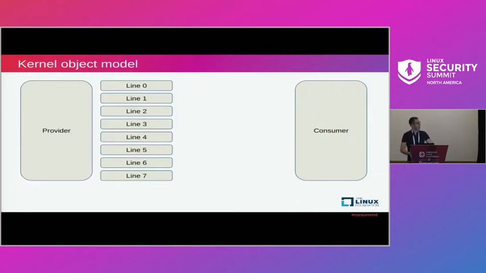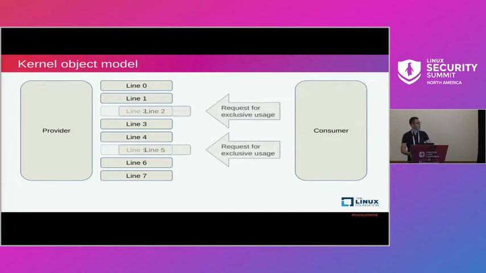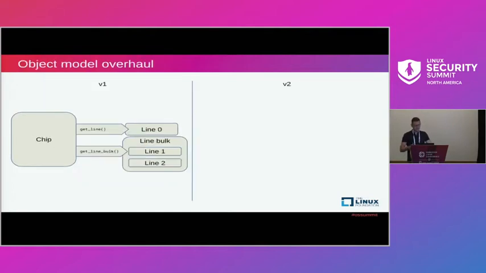So in the kernel, it looks something like this. You have the providers and the consumers. The provider is usually a GPIO controller, which exports a set of lines. And then the consumers request lines for exclusive usage. These lines are represented in the kernel as struct gpio_desc, a descriptor per line, and you can also package them in special containers, which are called, I think, gpio_desc_array or something like this. So in v1, I tried to follow that model.